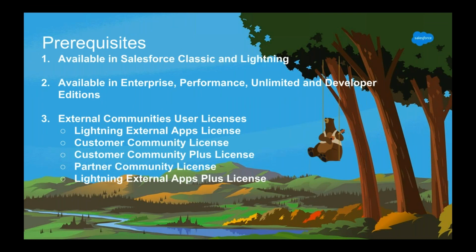Before we get into the configuration, there are some prerequisites that we need to know about. Communities are available in both the Salesforce Classic and the Lightning experience. Communities are available in the Enterprise, Performance, Unlimited, and Developer editions of Salesforce. There are 5 communities licenses which we have listed on this slide. They are Lightning External Apps, Customer Community, Customer Community Plus, Partner Community, and Lightning External Apps Plus.